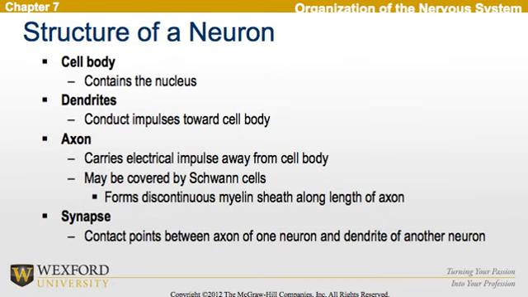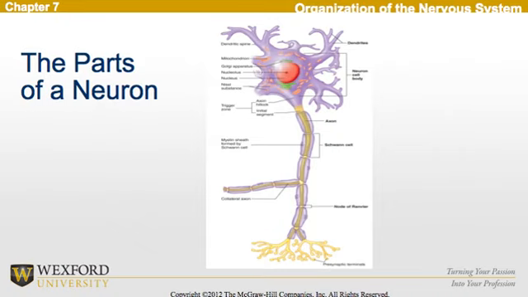Moving on, we want to discuss the structure of a neuron. A neuron is composed of a cell body, which contains the nucleus; dendrites, which conduct impulses toward the cell body; an axon, which carries electrical impulses away from the cell body and may be covered with Schwann cells, which form a discontinuous myelin sheath along the length of the axon; as well as a synapse, which is the contact point between the axon of one neuron and the dendrite of another neuron. This is a diagram showing you the parts of a neuron.